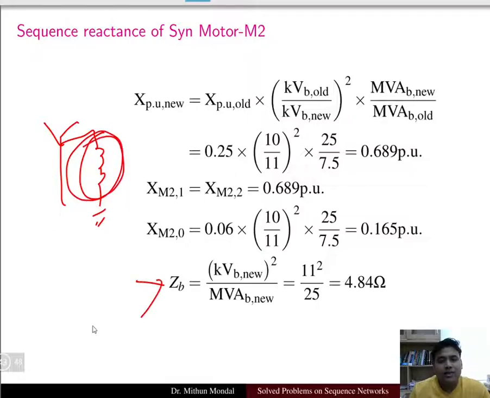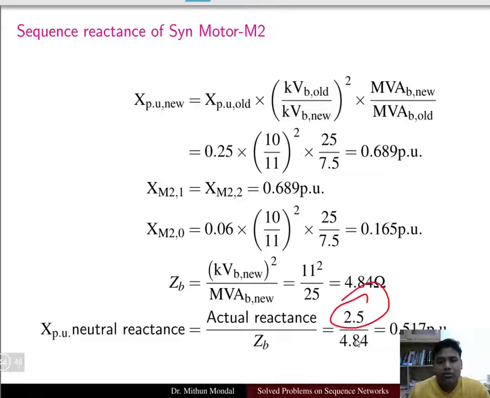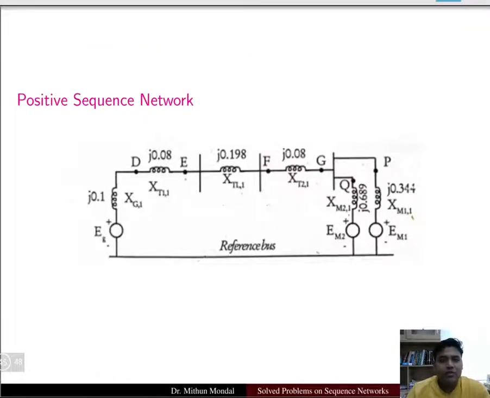We need the base value. So base value is base voltage square divided by the base power, which is equal to 4.84. So the actual value, you divide it with the base value, you'll get 0.517 per unit. So we have obtained the positive sequence, negative sequence, zero sequence reactance of synchronous motor 2 as well as the neutral reactance. Now we can easily draw the positive sequence, negative sequence and zero sequence network simply by connecting the impedance that we have obtained.